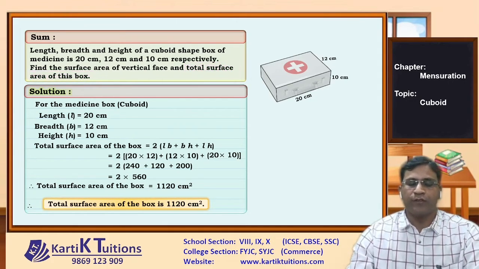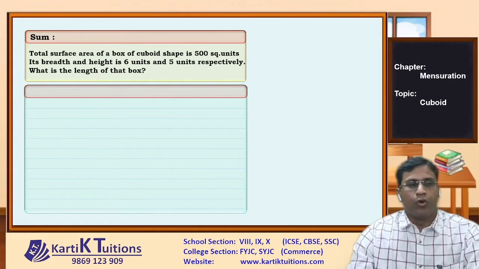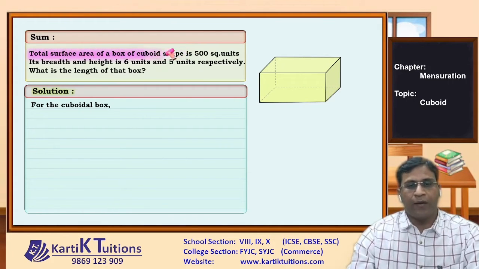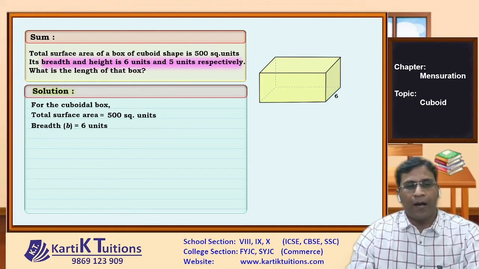I hope you have understood this sum. Let's have a look at one more sum. Total surface area of a box of a cuboid shape is 500 square units. Its breadth and height are 6 units and 5 units respectively. What is the length of that box? Now see here. They have given us the total surface area of a cuboid shaped box, that is 500 square units. Then breadth is given to us as 6 units and height is given to us as 5 units. They have asked us to find the length of the box.